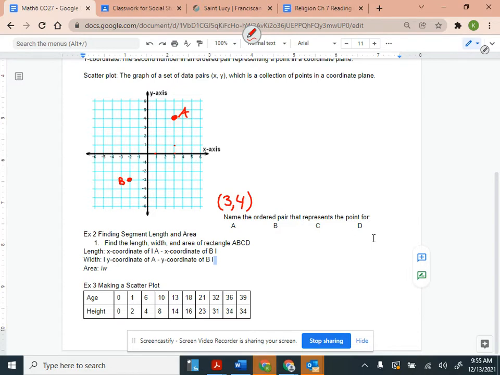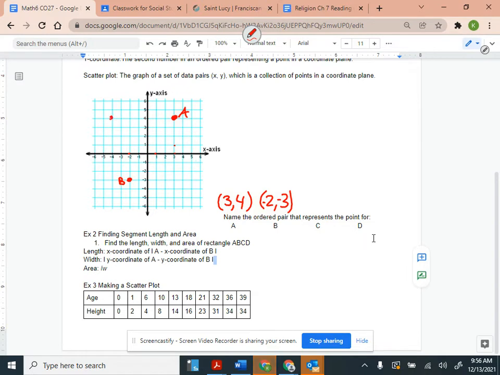What are the coordinates for B? What do you think, Josie? Yeah, -2, -3. Because on the X-axis we went over 2, and then we went down 3 on that Y-axis. So it's -2, -3.